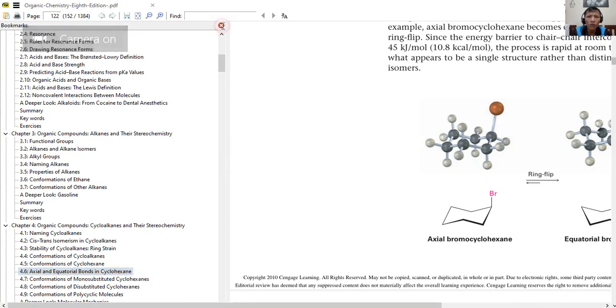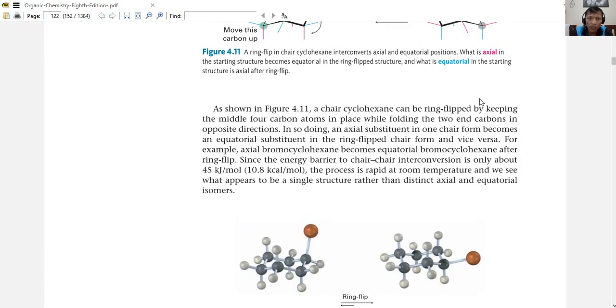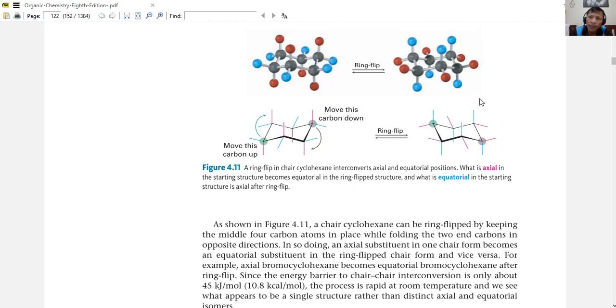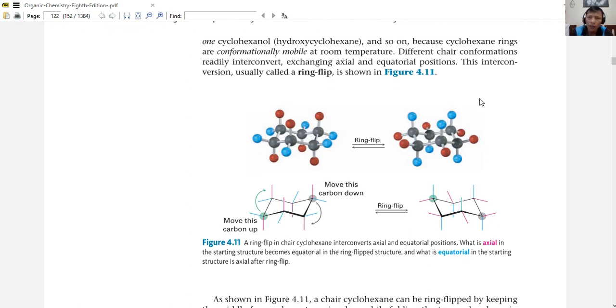Okay, continuation with LP4. So I think we've stopped at this ring flip. Again, what makes a cyclohexane stable is first that it can undergo this ring flip. So that's why it's being discussed. What is really a ring flip? That is a switching from being axial to being equatorial, or from being equatorial to being axial.